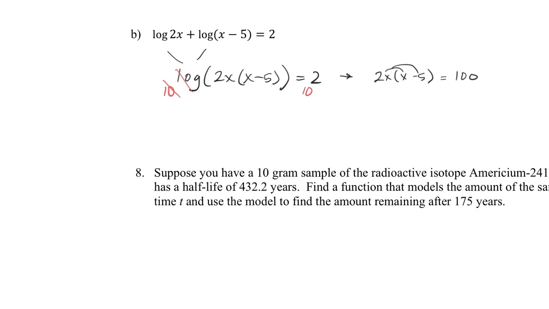We distribute there, we have 2x squared minus 10x is equal to 100. So subtract the 100, we get 2x squared minus 10x minus 100 is equal to 0. This is just a quadratic equation. I'm going to go ahead and factor out a 2.